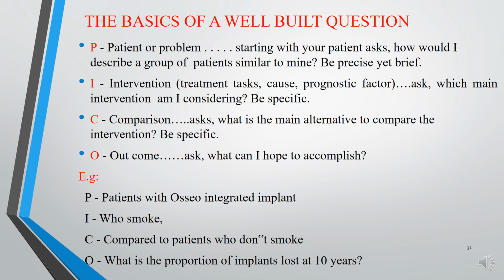So coming to an example: P, patient with osseointegrated implant; intervention, who smoke; comparison, who don't smoke; outcome: what is the proportion of implants survived after 10 years among smokers and non-smokers? So we have covered all the components of PICO, that is patients, intervention, comparison and outcome. So this is just an example.